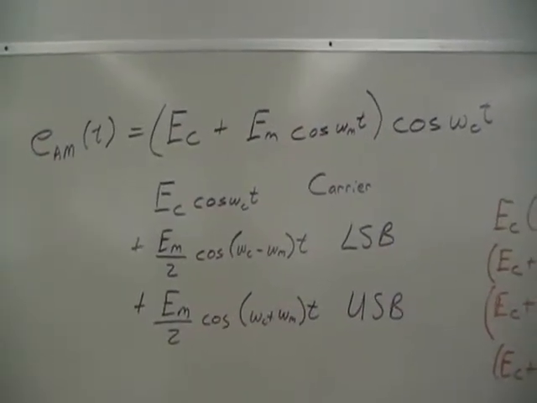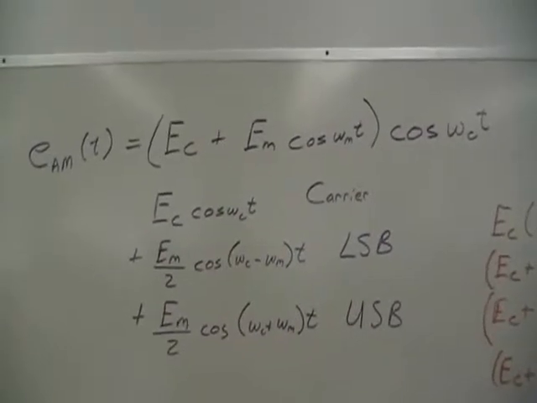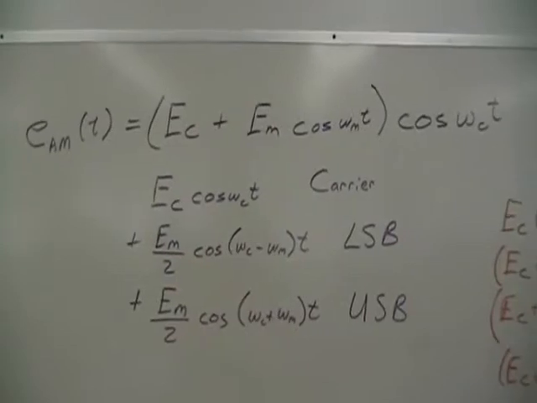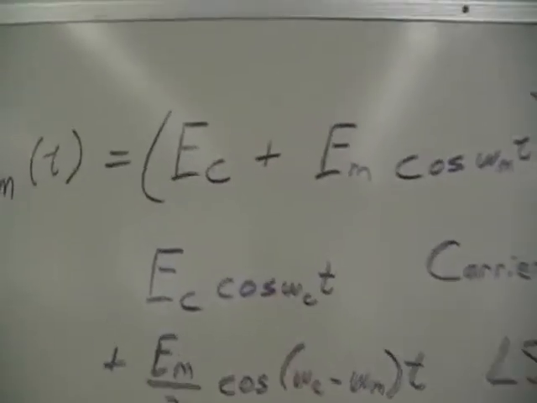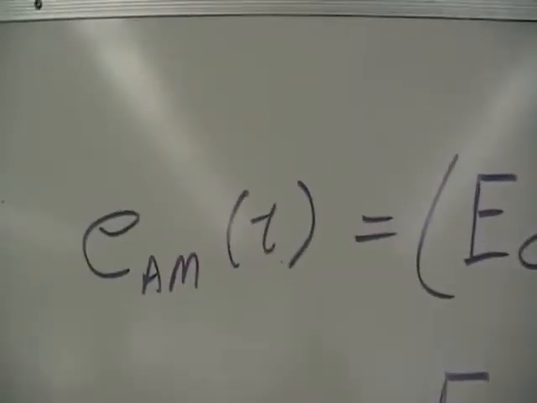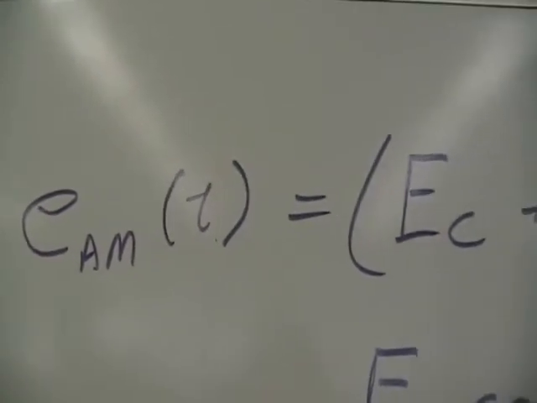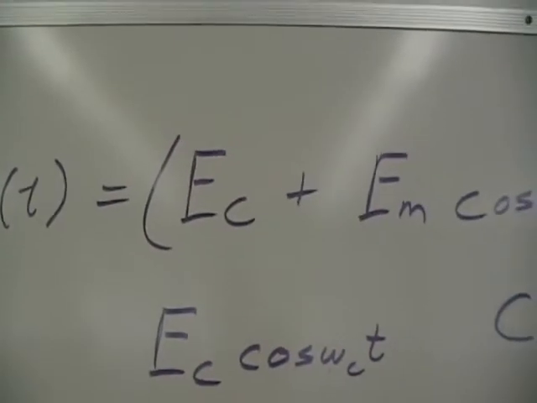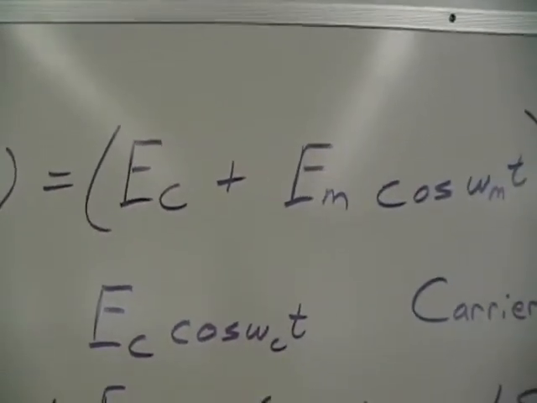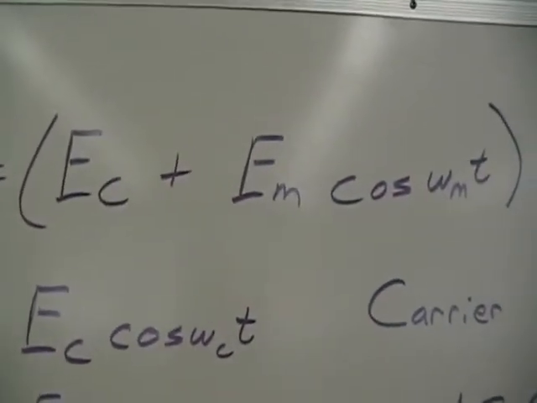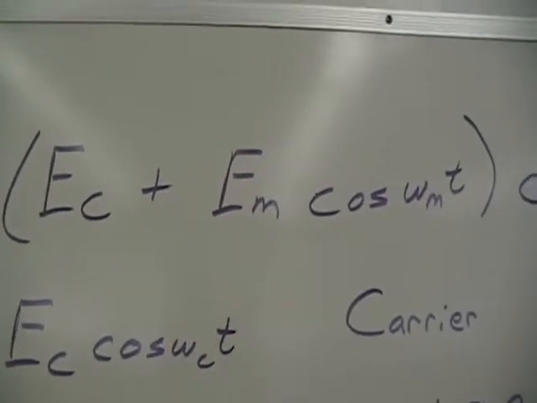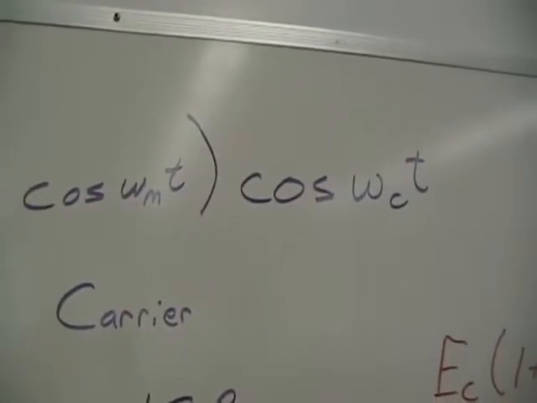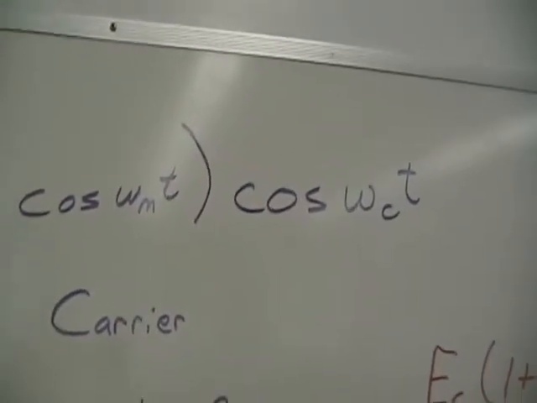This laboratory is all about AM modulation. The equations associated with AM modulation are fairly straightforward. The signal E_AM of t, in the time domain, is the carrier amplitude E sub c plus the modulation function E sub m cosine omega m of t, which form the amplitude part of the carrier cosine omega c of t.